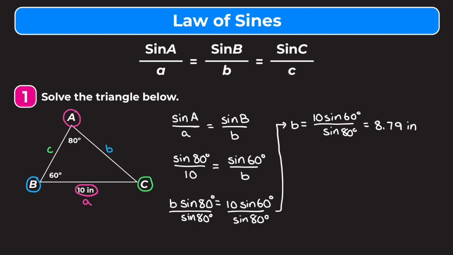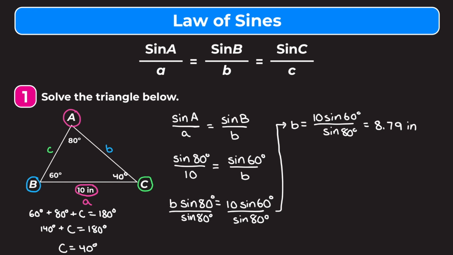Now let's find angle C and side c. To find angle C, we just have to remember that the angles in a triangle add up to 180 degrees. I'm going to do this over here on the left underneath the triangle. We can say that 60 degrees plus 80 degrees plus angle C has to equal 180 degrees. We can combine 60 and 80 to get 140 degrees, plus C is equal to 180 degrees. Subtract 140 degrees from each side to get that angle C is equal to 40 degrees. I'm going to write that in here.